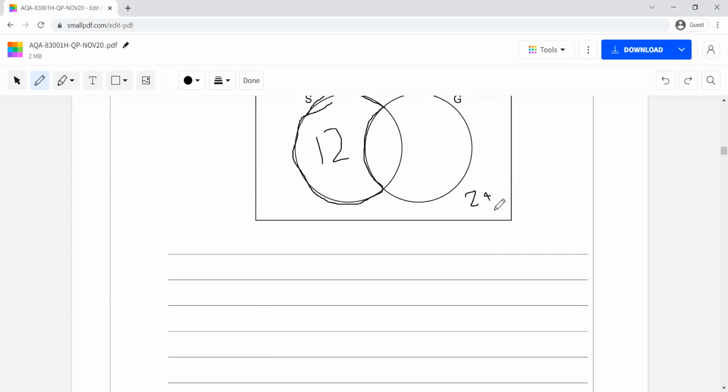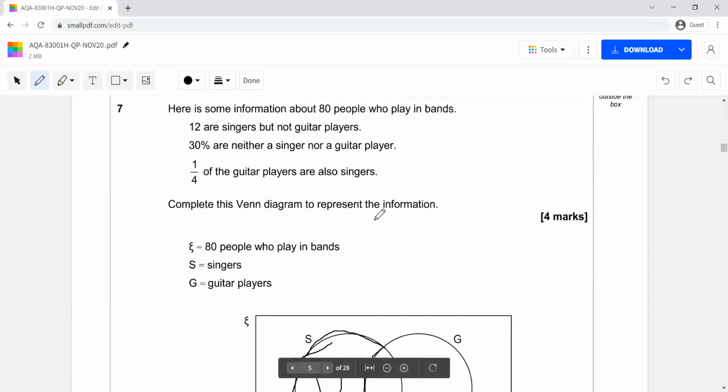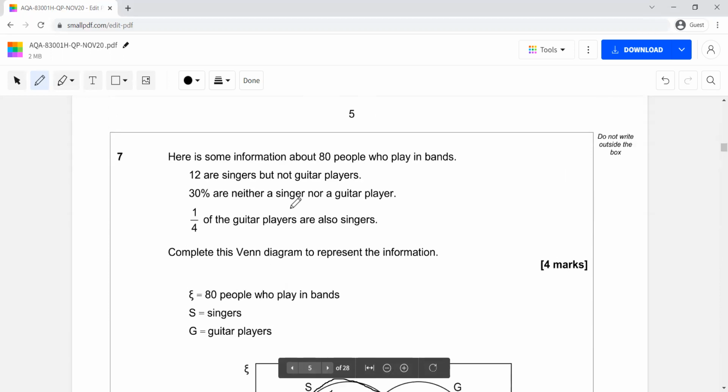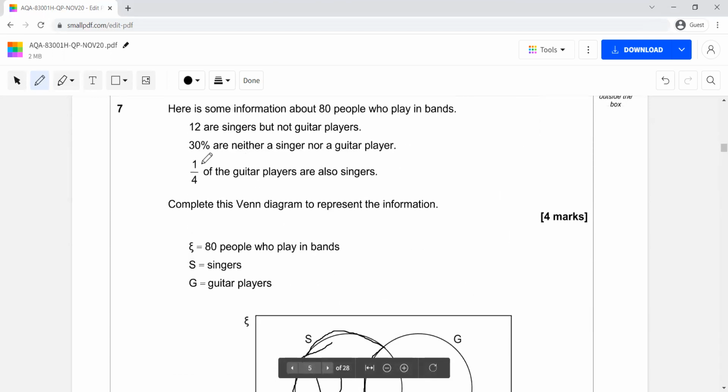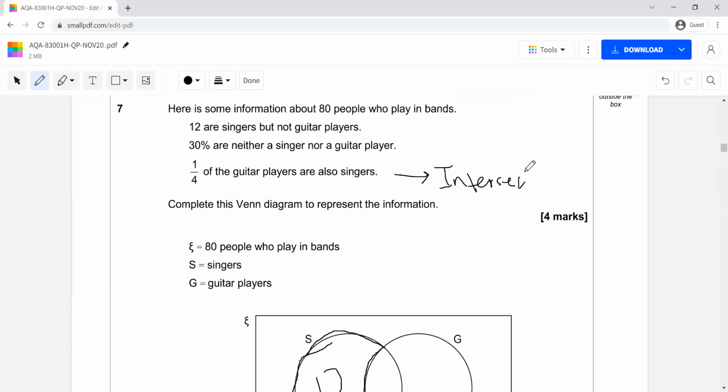24, because it was 30% of the people, like we calculated. Okay. Now what can we do? We know that a quarter of the guitar players are also singers, which means that this represents the intersection between our singers and guitar players.